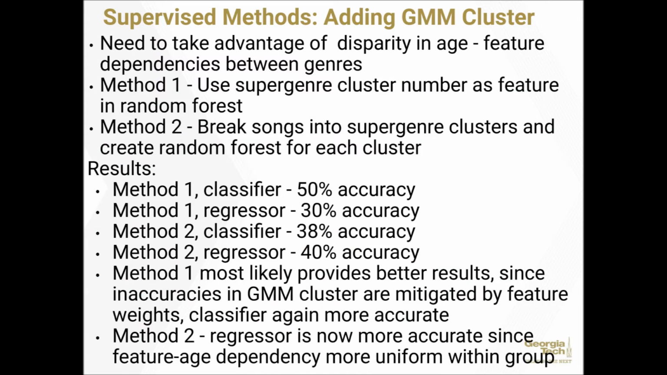We decided that we needed to take advantage of the disparity in age feature dependencies between each genre. In order to do this, we used 2 methods. For the first one, we used the supergenre cluster number as a feature in the random forest. In the second method, we broke the songs into their supergenres and created a random forest for each cluster.